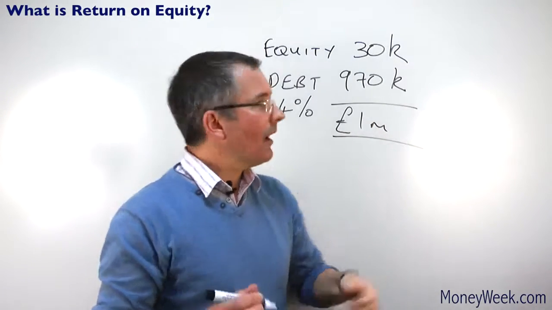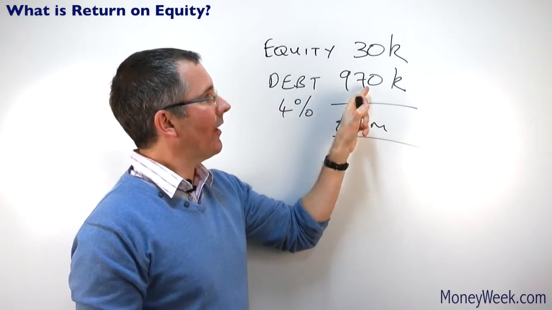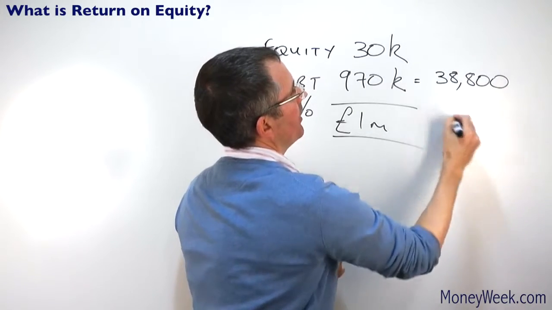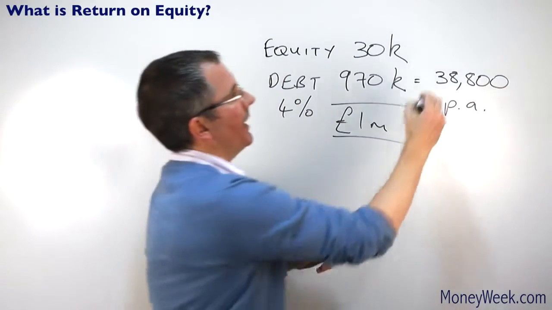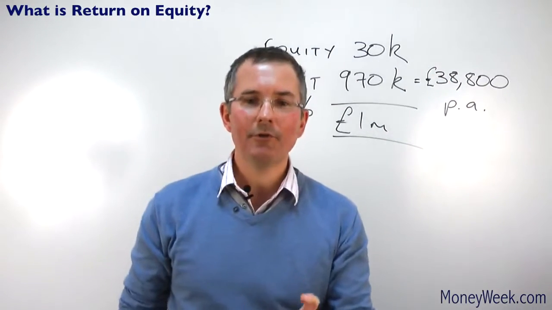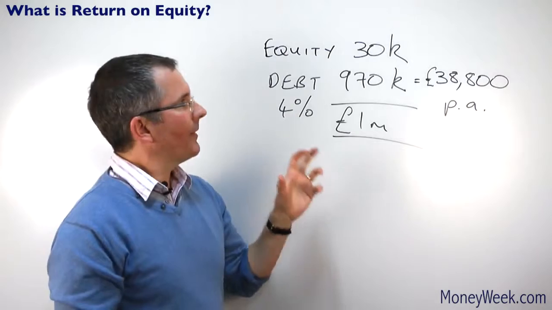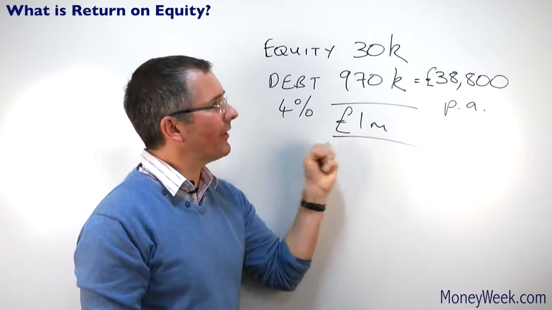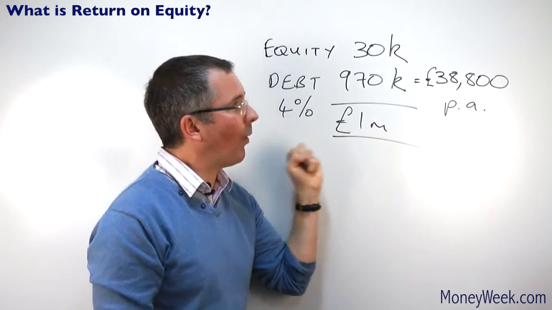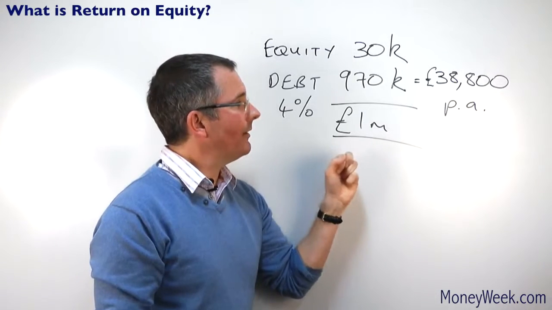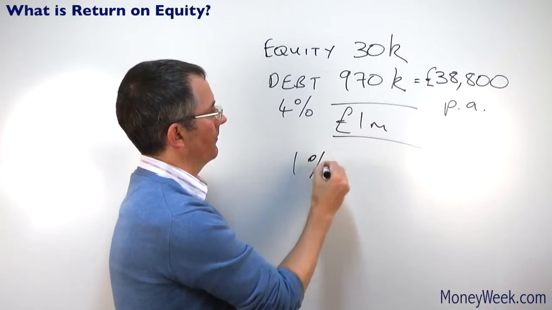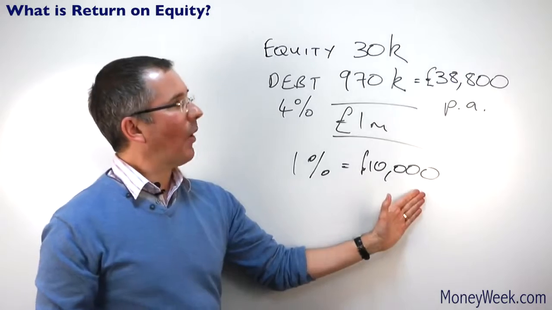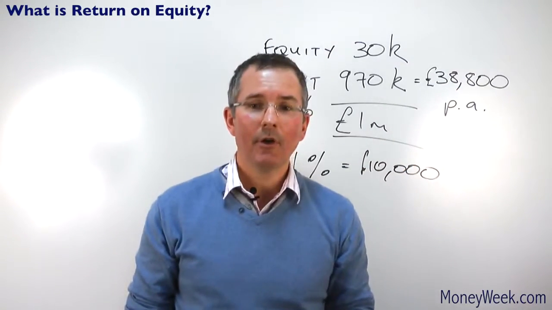Now here's the point. That debt comes at a price. That debt of 4% is going to cost you about 38,800 per annum in interest charges, that's 4% of the 970,000. So what? Well, here's the point. Supposing the directors manage to increase the assets of this company by 1% the following year. 1% of £1 million is 10,000. Unfortunately, that's going to be wiped out by the interest charge of 38,800, completely wiped out.